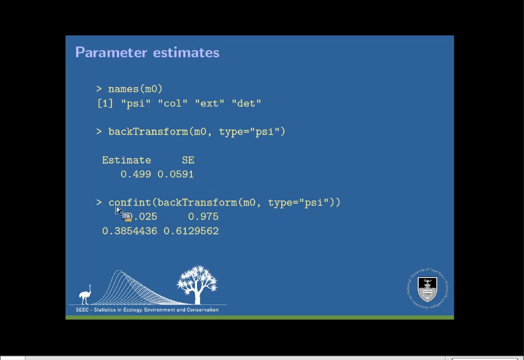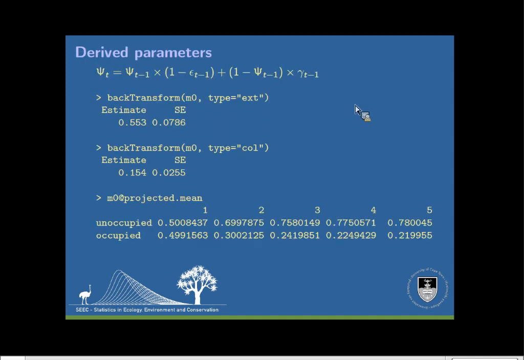In this case here, because we have constant parameters, it's really just the inverse logit. And you can see here you're getting an estimate of 0.499, which is the same as we got by hand, but it also gives us a standard error. And then we can use the confint function to get the confidence interval around it. Okay, so that's quite convenient. Just here quickly, the different parts of the model are, as we should expect, psi, then colonisation, extinction, and detection. And we can apply that back transform function on all these types of parameters.